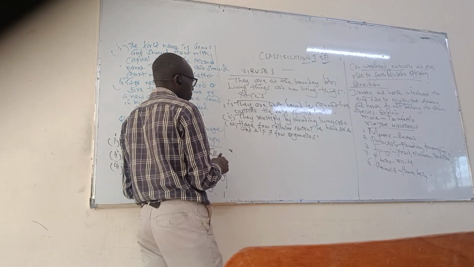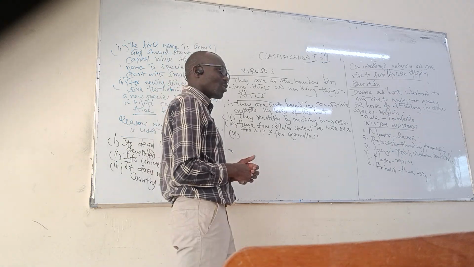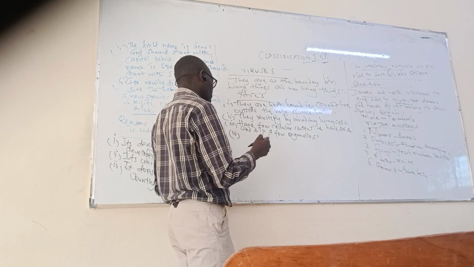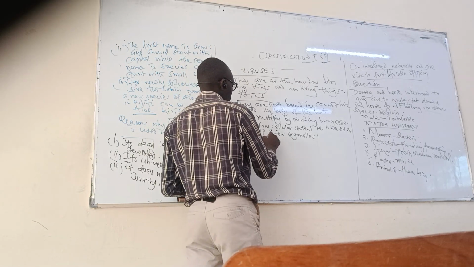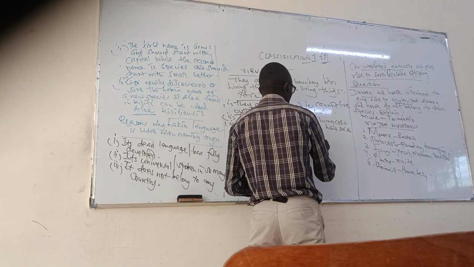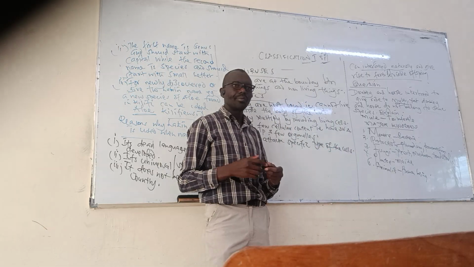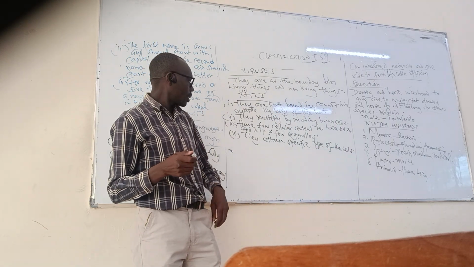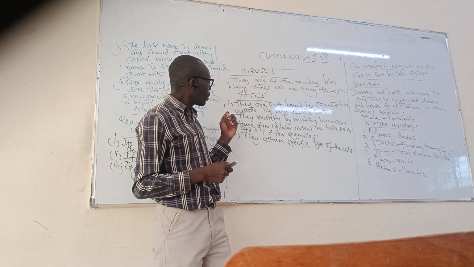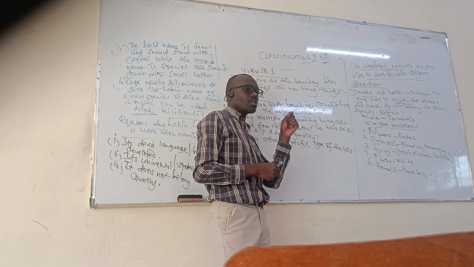And number four is that they usually attack a specific type of cells. So when the viruses get into the body, they don't attack any type of cell. They usually attack a specific type of cells.